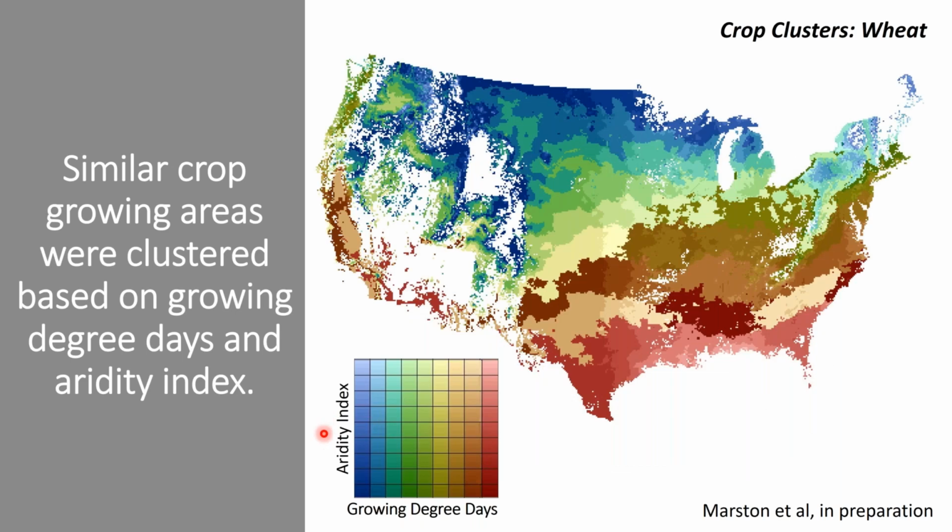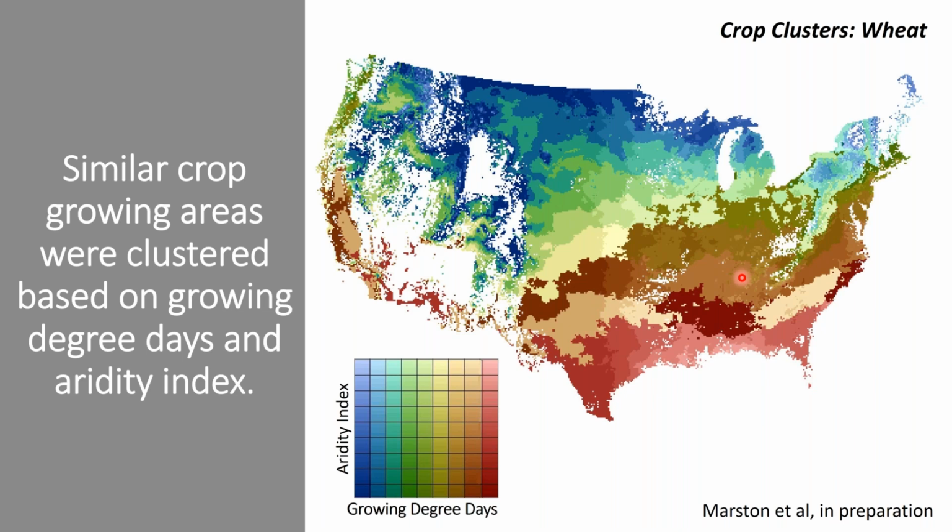So you can see this here. We use growing degree days, and so that's the number of days that are above a certain temperature, so basically when the crops can actually grow. And so we divide the country into 81 different regions, and we did this for each crop. And so this is for wheat. And so this is masked with where wheat's actually grown within the United States.